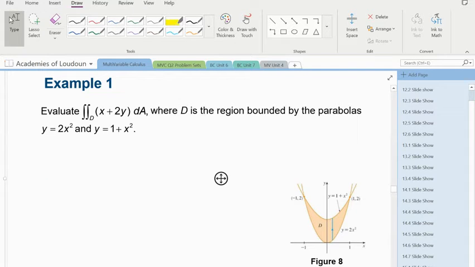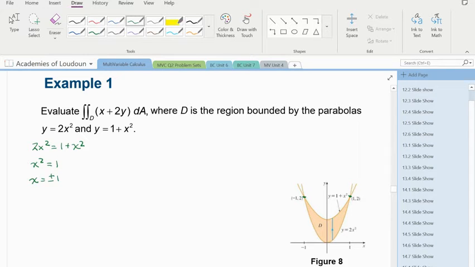So we're going to evaluate the double integral of x plus 2y dA, where D is the region bounded by the parabolas y equals 2x squared and y equals 1 plus x squared. So similar to when we did single variable, we need to find our limits of integration. So we know that the parabolas intersect when 2x squared equals 1 plus x squared. That is, x squared is equal to 1, and so x equals plus or minus 1.